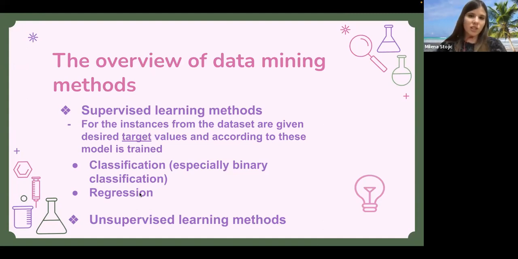Regression: in regression, we predict a numerical value. A numerical value can also be a target value, and the idea of regression is to predict that numerical value. For instance, you can build a model which, according to your height, can predict your weight. This is one simple example of regression.